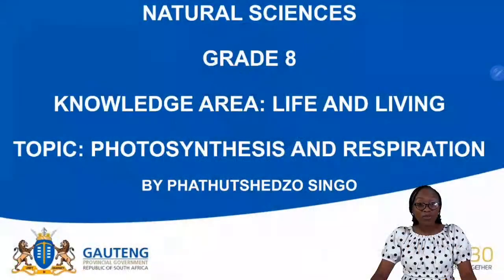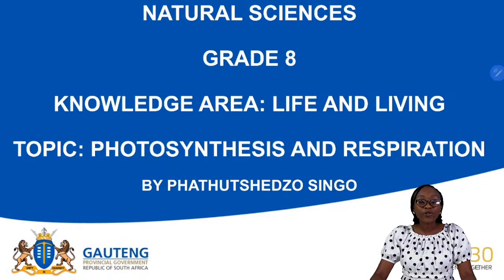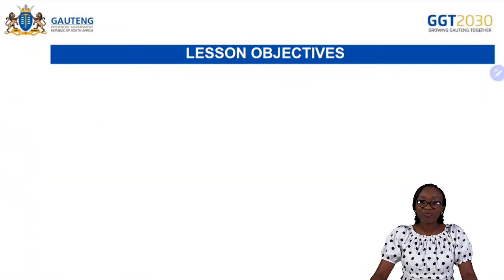In today's lesson, we're going to be learning under the knowledge area life and living. The topic is photosynthesis and respiration. Now let's move on to the lesson objectives. These are the goals that we want to achieve by the end of today's lesson.